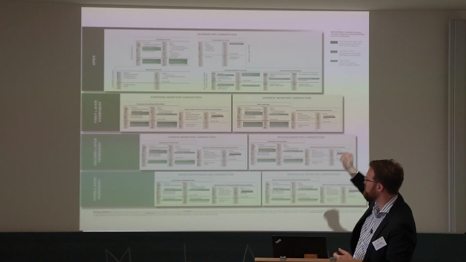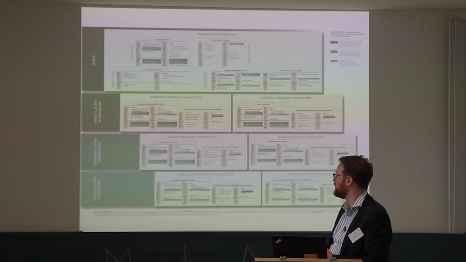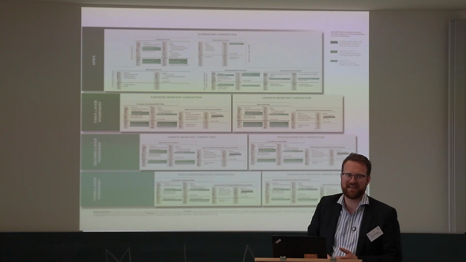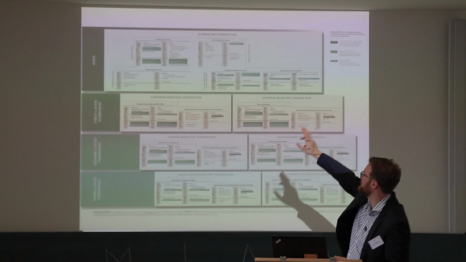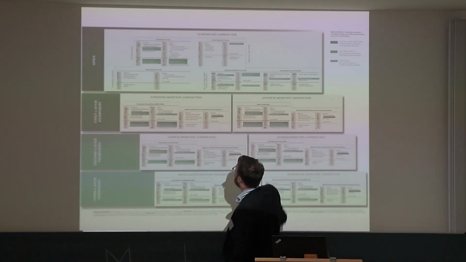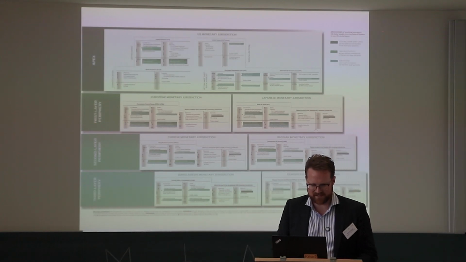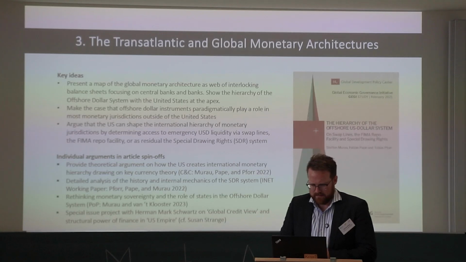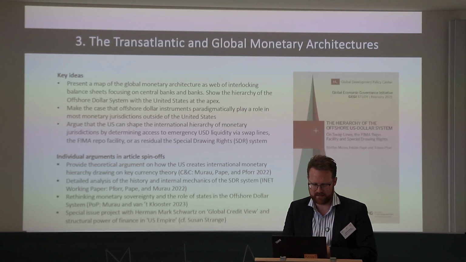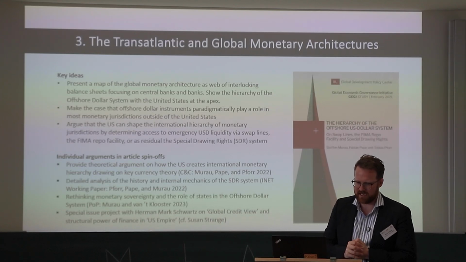And so the first layer gets swap lines. The second layer gets, or can use, the FIMA repo facility, which was part of the COVID reaction. And the third layer only has the fallback option, which is the SDR system, which doesn't even directly interact with the Fed, but with the Exchange Stabilization Fund, which is an off-balance sheet fiscal agency here. And so this paper really also involved just figuring out how the SDR system works. I wrote this with Fabian Papp and Tobias Pforr. We turned it into an article in Competition and Change. We wrote an INET working paper about the SDR system.